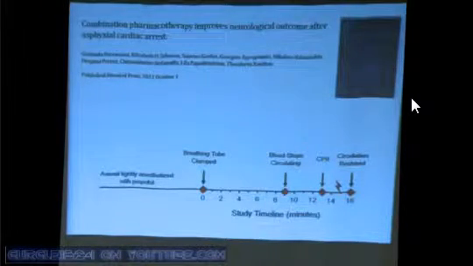Before we get into the modeling, going to this next paper, "Combination pharmacotherapy improves neurological outcome after asphyxial cardiac arrest." What did you take away from this article as it is reflected in some of your modeling and conclusions?